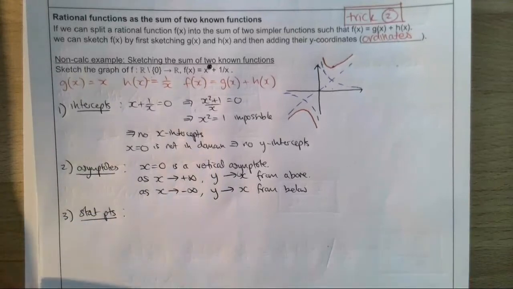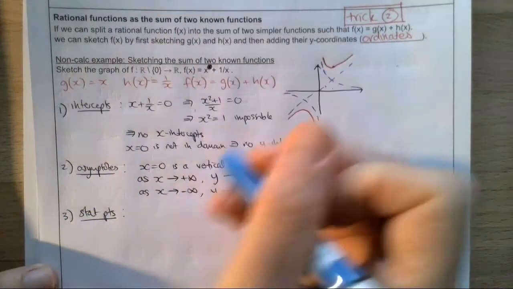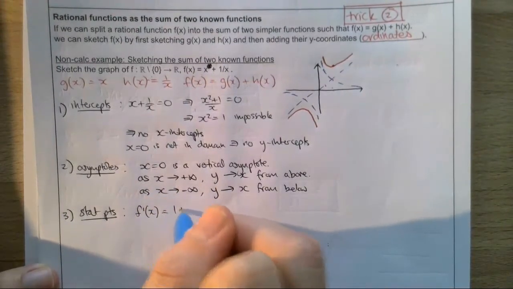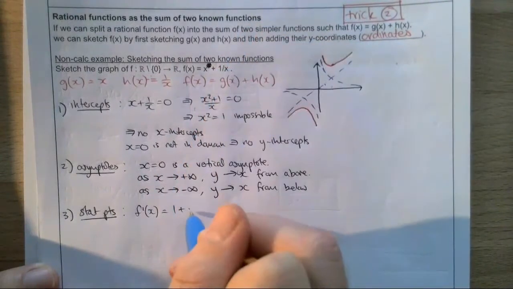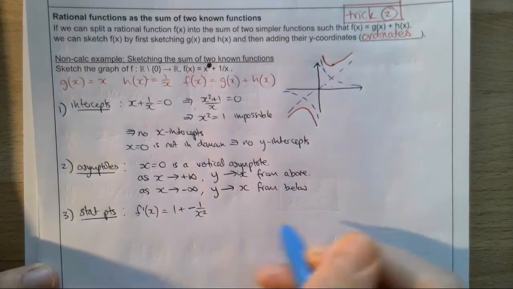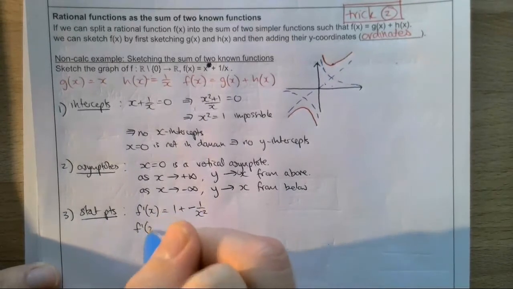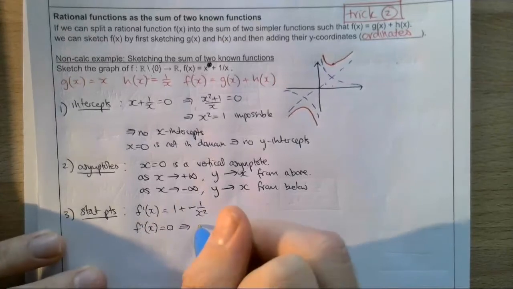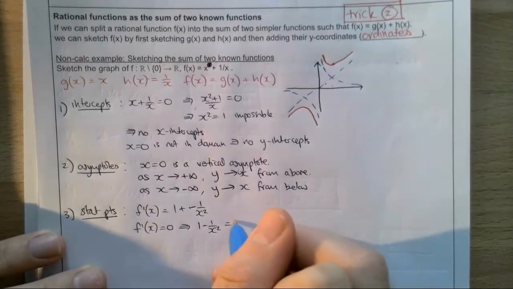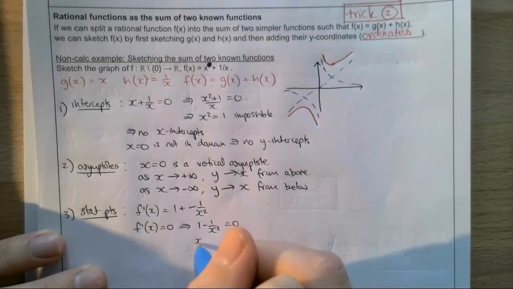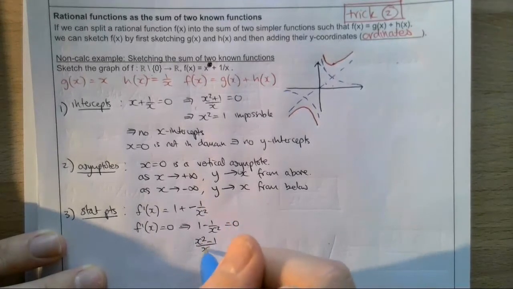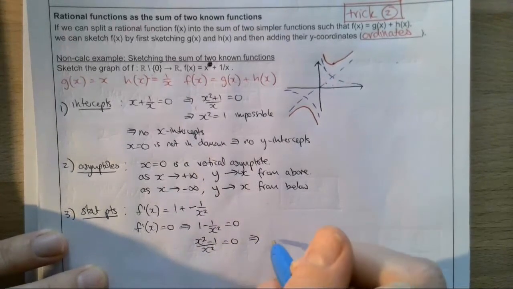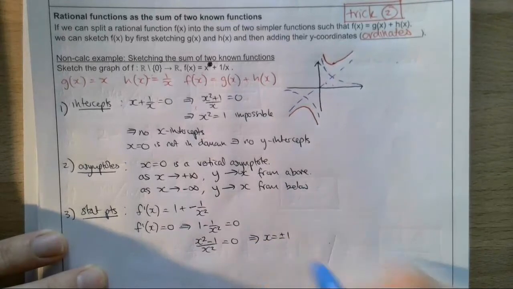Third thing I'm going to look at is the stationary points. So I'm going to differentiate. Probably the easiest form to use is the form where we split. So f dash of x would be 1 plus, differentiating 1 over x would be minus 1 over x squared. The gradient being 0 implies that 1 minus 1 over x squared equals 0, or in other words, x squared equals 1, so x equals plus or minus 1.